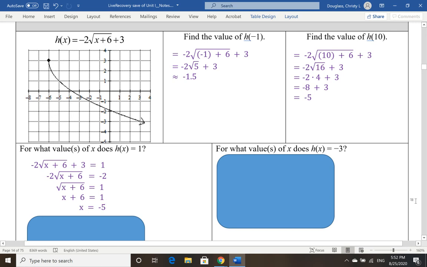Let's see if this shows up on my graph. The h of x equals 1 means the y value is 1. When the y value is 1, the x value is negative 5. See if you can follow that pattern and answer the next question.